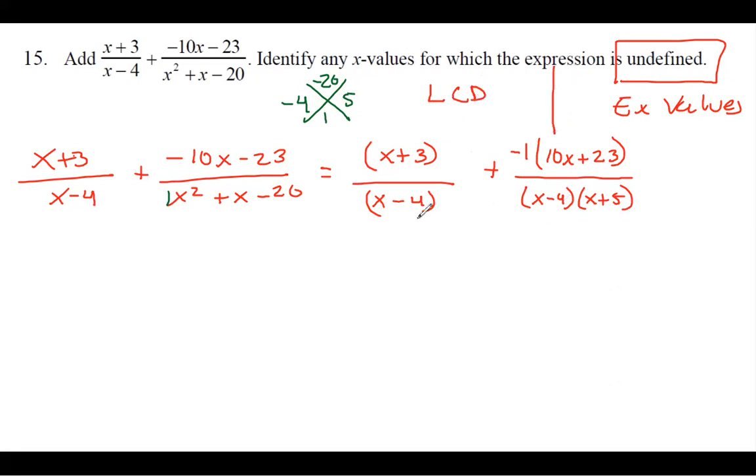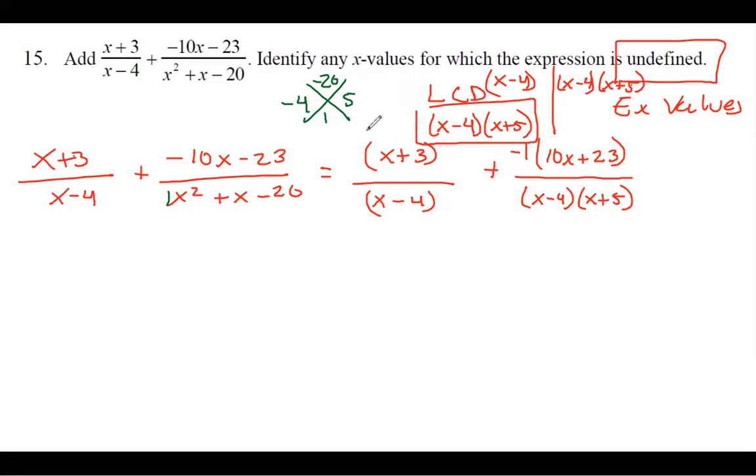My first denominator is x minus 4, and my second denominator is x minus 4 and x plus 5. So what is my least common denominator? What do they have in common? X minus 4. So I'm going to include x minus 4. What do they not have in common? X plus 5. So I have to include x plus 5. So this is my LCD.